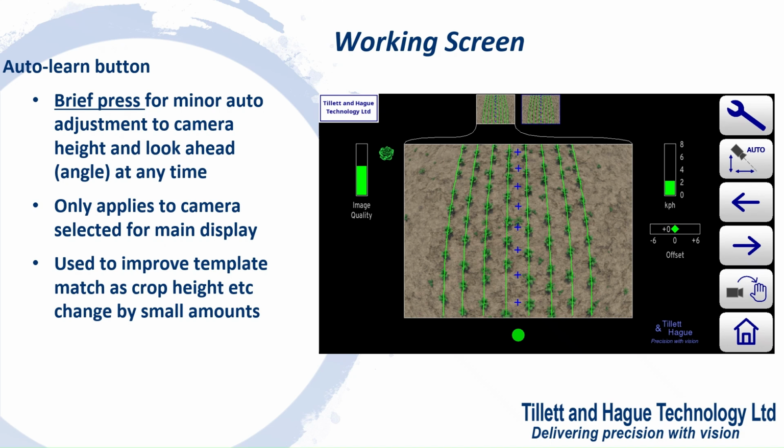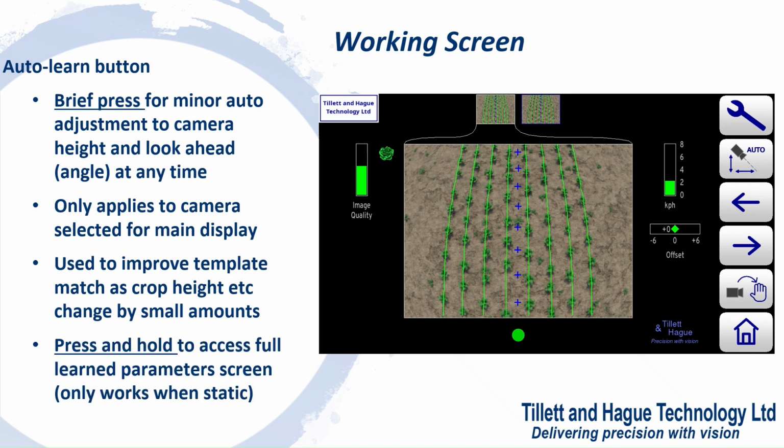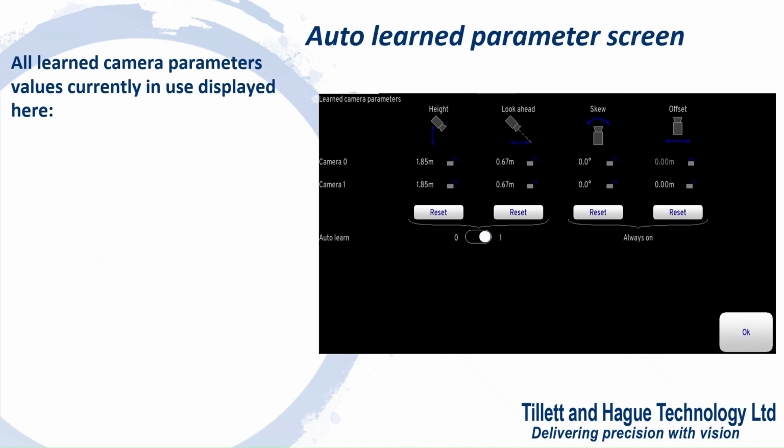Touching and holding on the Auto Learn button will bring up the Auto Learn parameters pop-up screen. Bear in mind this screen is only accessible when the system is in work but stationary or in the lifted position. The Learn parameters for each camera can be viewed and reset from this screen.